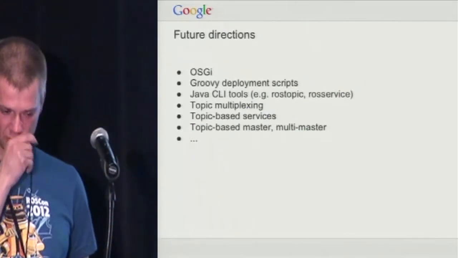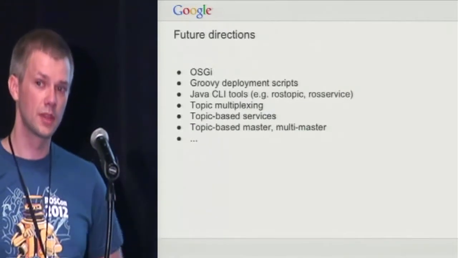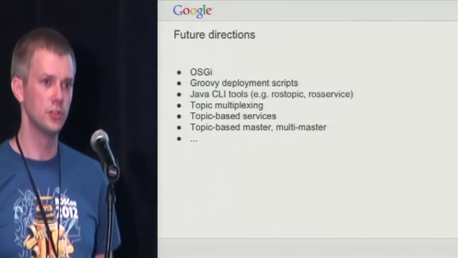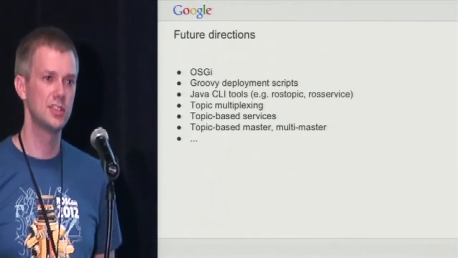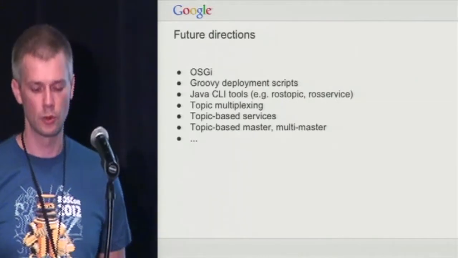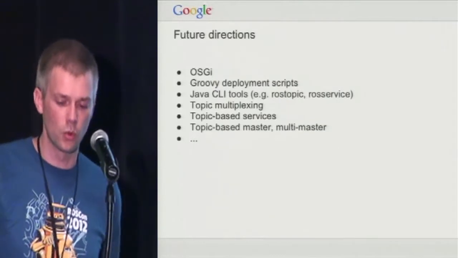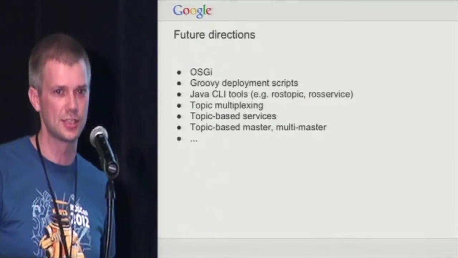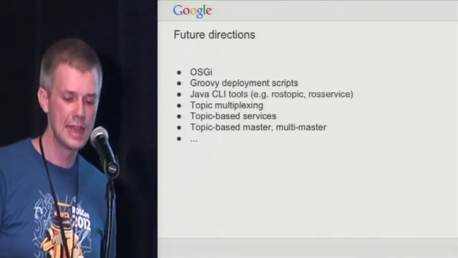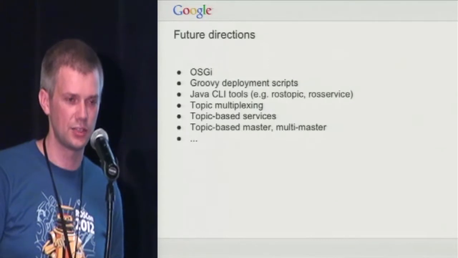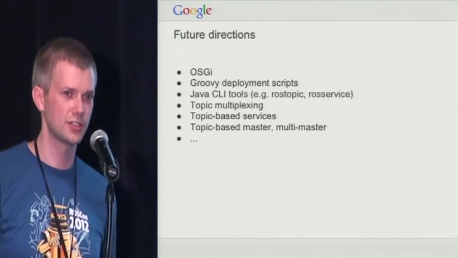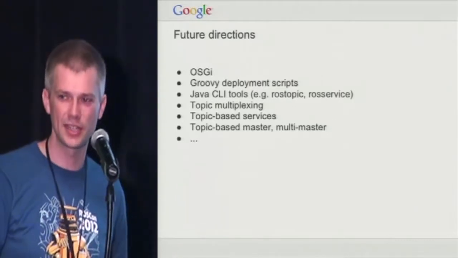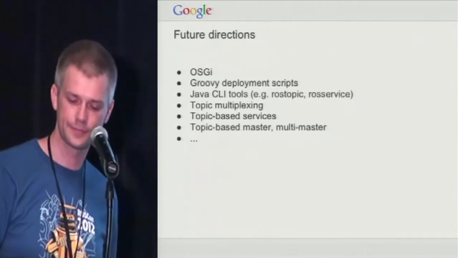So, a few of the future things I have in mind. There's been some work on doing OSGi type things, especially loading nodes over the network, along with their dependencies, and controlling their lifecycle remotely. And then in order to support that, Groovy scripts for doing deployment, along the same lines as the build scripts currently are. I'd also like to see a pure Java deployment of ROS. That means helper CLI tools like rostopic and things should be available.